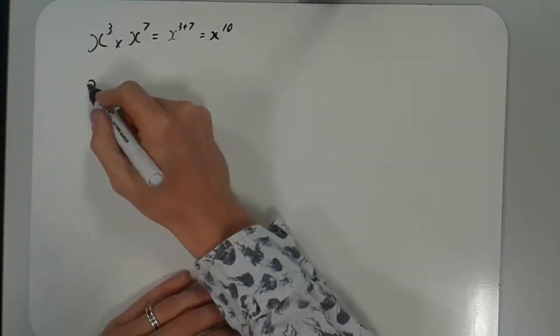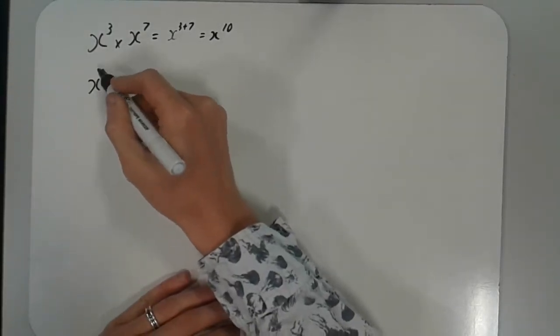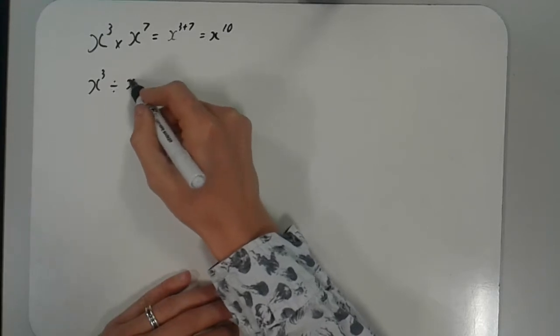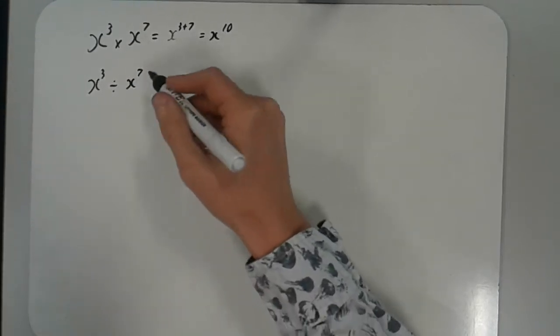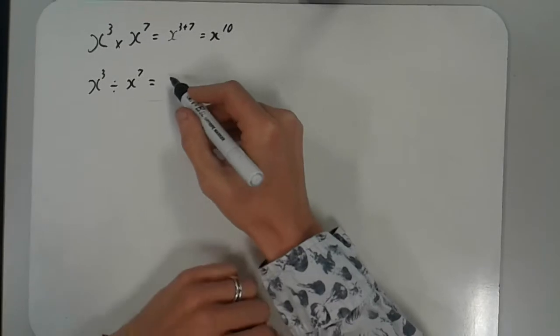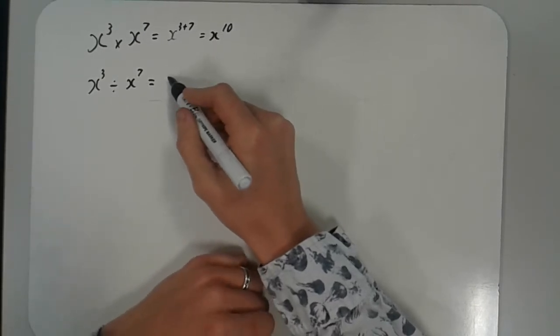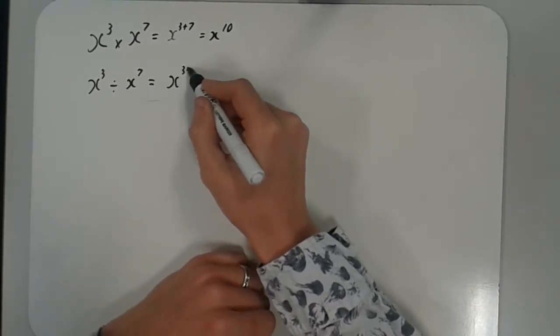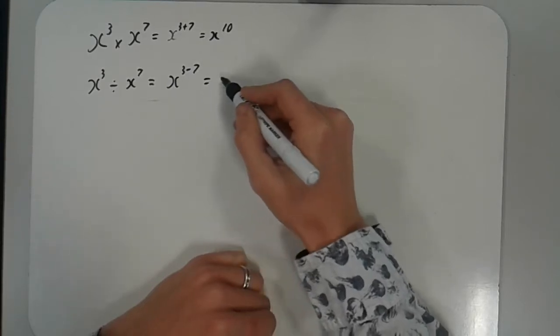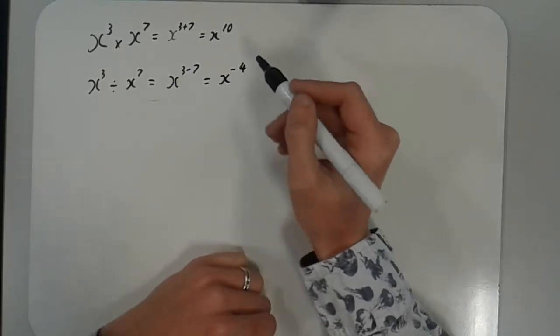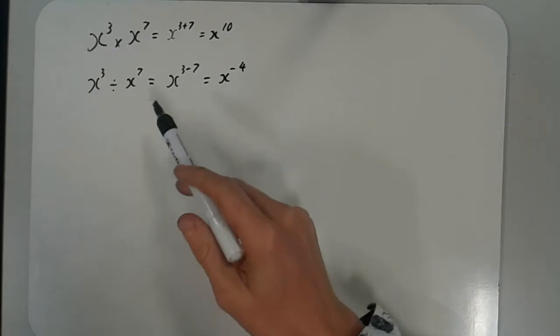Similarly, we know that division is the opposite of multiplication, so you may, by intuition, or you may remember that we're going to do the opposite. We're going to subtract. Okay, so those were our laws of indices.